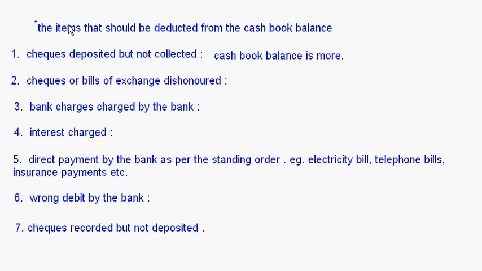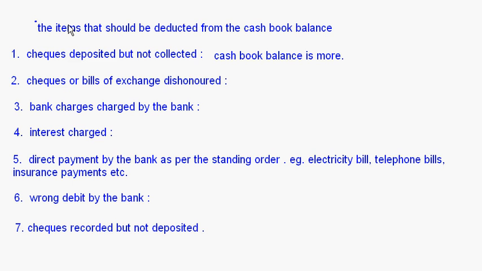Checks or bills of exchange dishonored. Whenever a check or a bill of exchange is dishonored, the bank immediately debits that amount. But the customer doesn't know when the bill of exchange or the check got dishonored, so he doesn't have any information and will not record it in the cash book. So the cash book balance is more, right?